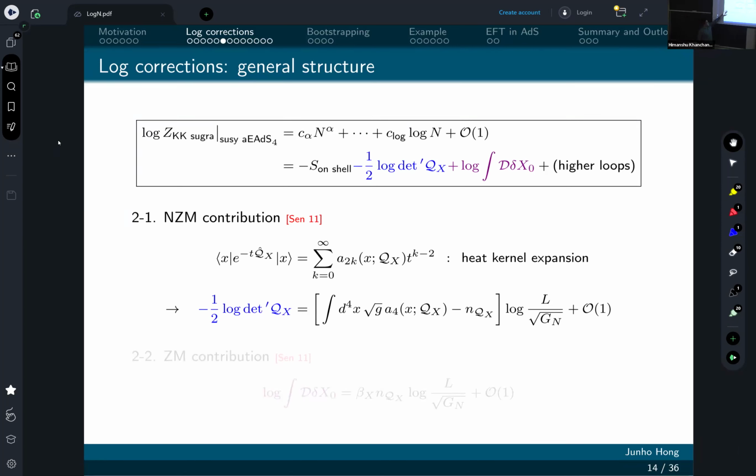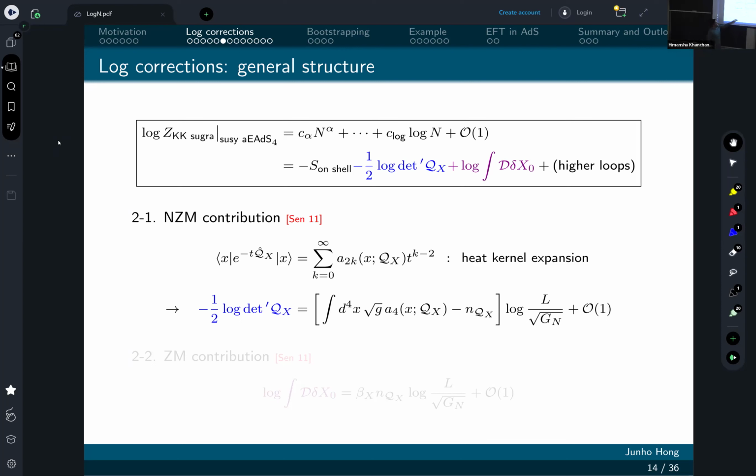But for the non-zero mode contribution, the upshot is, let's say you picked your field capital X in your spectrum. Then you know the kinetic operator Q_X. Then you define this left-hand side. It's called heat kernel because this expression satisfies the conduction equation with respect to t. And then you consider small t expansion. Then you have this coefficient called Seeley-DeWitt coefficient. This is just mathematical manipulation, you can say.